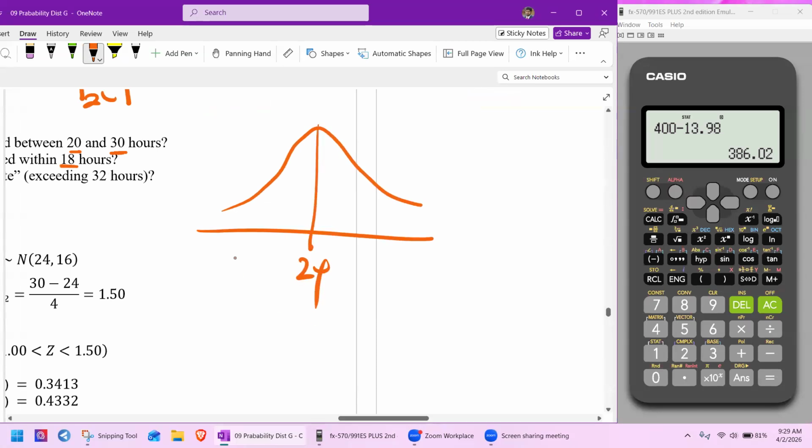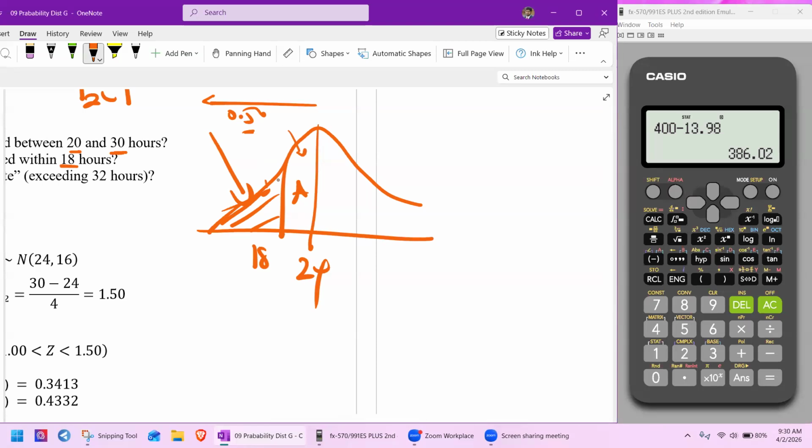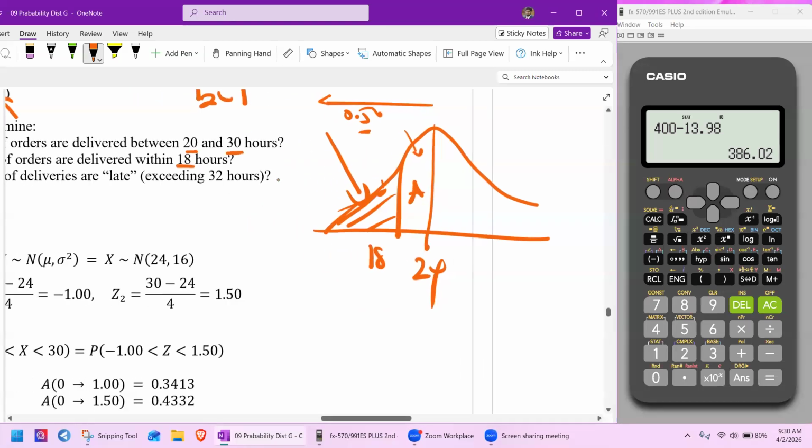This is 24, and we want the probability of delivery within 18 hours. We can't find this probability directly in the table, but we know the left side is 0.5. So if we find the probability of this area and deduct it from this 50%, we can get the probability. Otherwise, we can use the calculator P and find it directly.